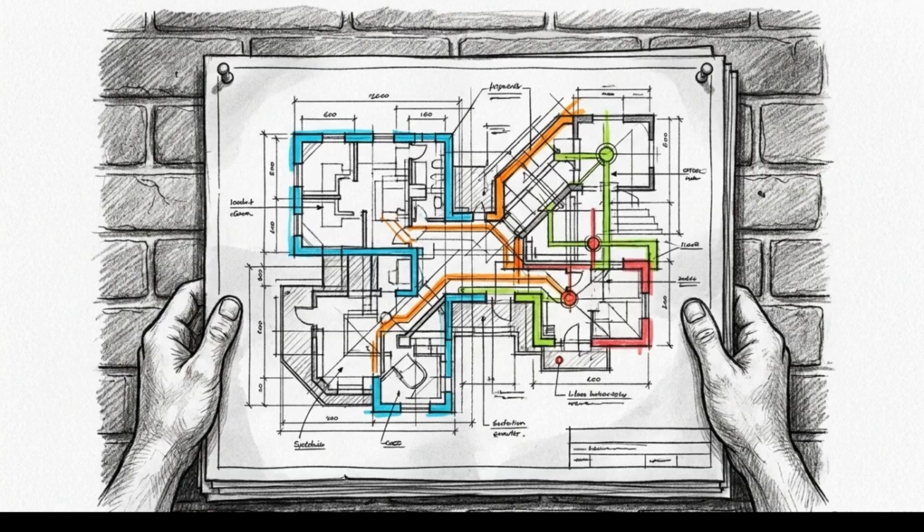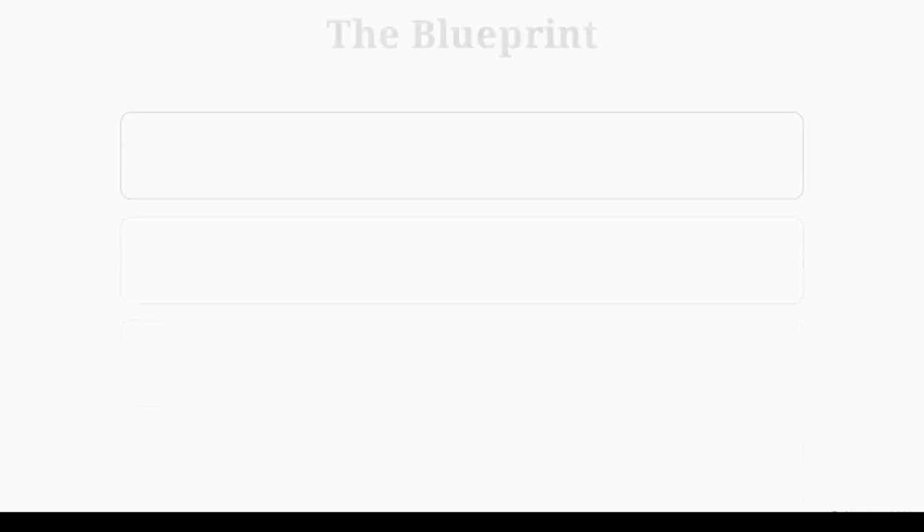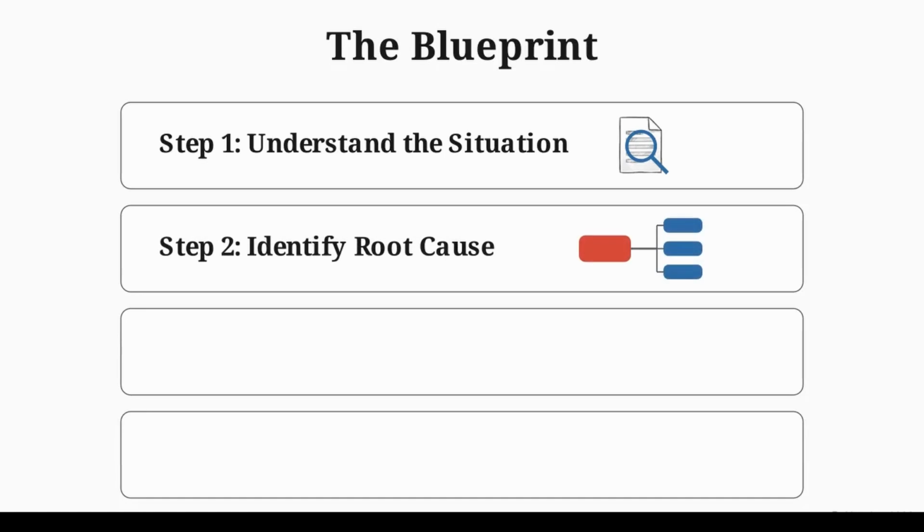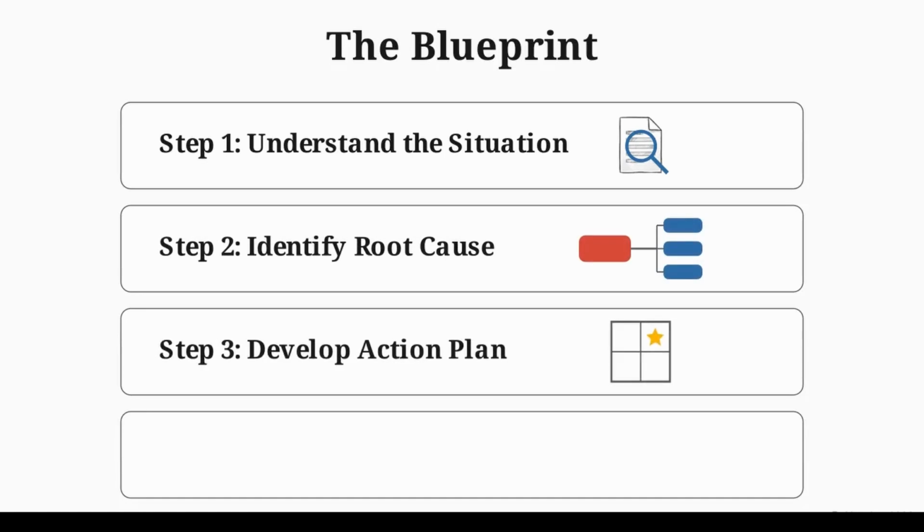Mastering complex life bottlenecks relies on executing these sequential steps every single time you hit a wall. First, you understand the situation. Second, you identify the root cause using a logic tree. Third, you develop an action plan and filter it through a prioritization matrix. Finally, you execute until the problem is solved. Effective problem solving isn't magic, it is a reproducible structure. Take a screenshot of this framework right now and use it to break down the biggest problem you're facing today.